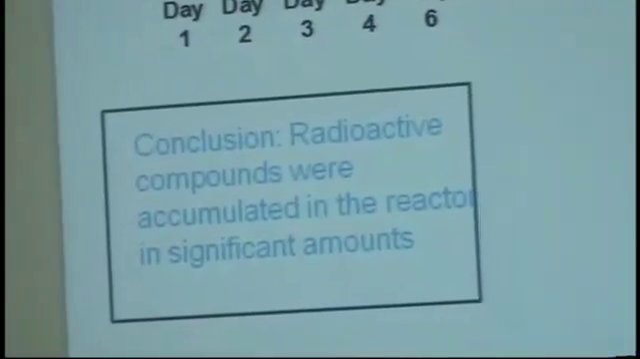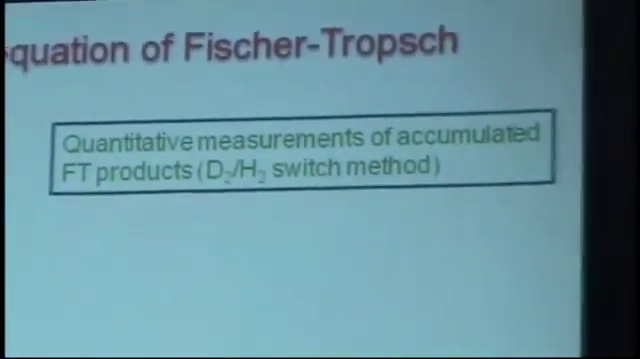This means that there is a radioactive compound accumulating in the reactor. We think we stopped the carbon-14, we collected all the sample, but actually there are significant amounts still in the reactor. Now for carbon-14, we cannot determine each compound, but we can do this using deuterium, because we can use GCMS to analyze each one. So what we did is we ran CO and hydrogen first, and then switched to CO and deuterium. If there is no accumulation, then the products are supposed to be all deuterated compounds.